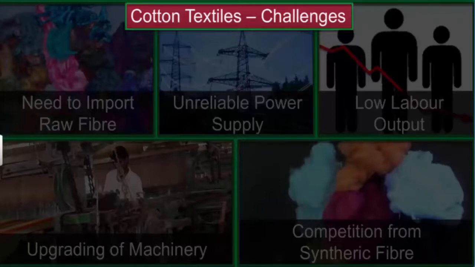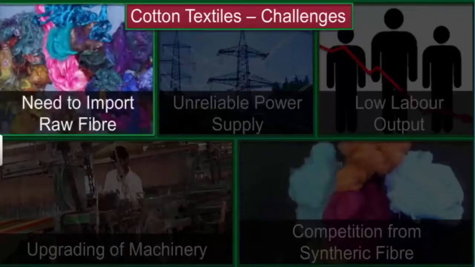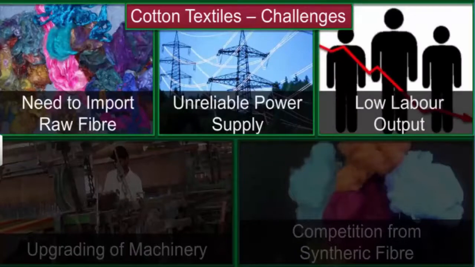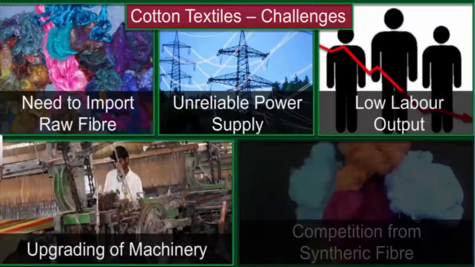Unreliable supply of power, low output of labor, need to upgrade machinery and competition from the synthetic fiber industry are some of the other challenges faced by the cotton textile industry in India.